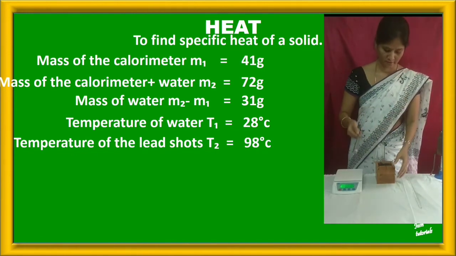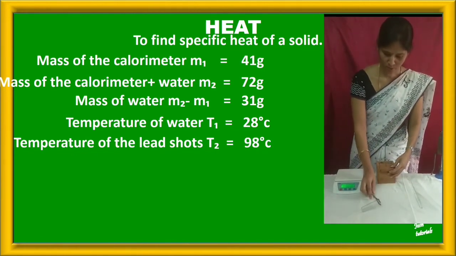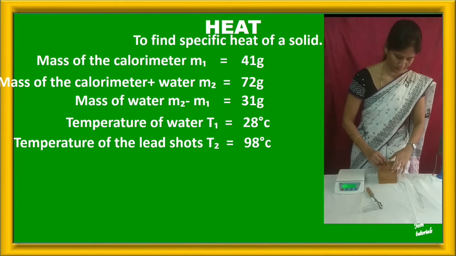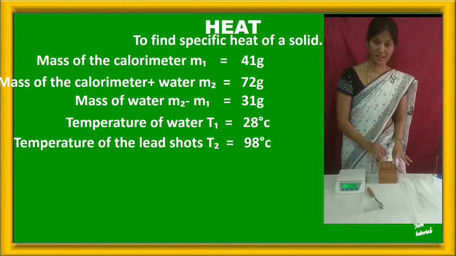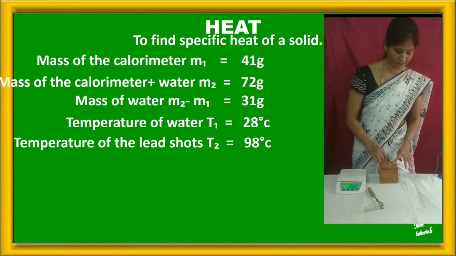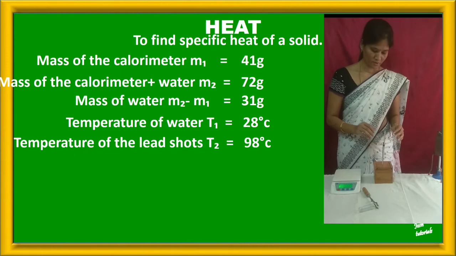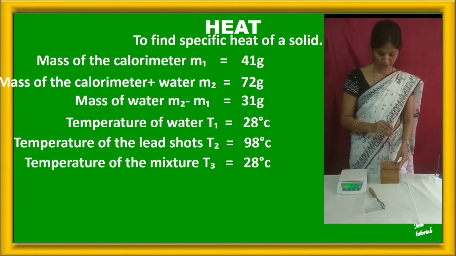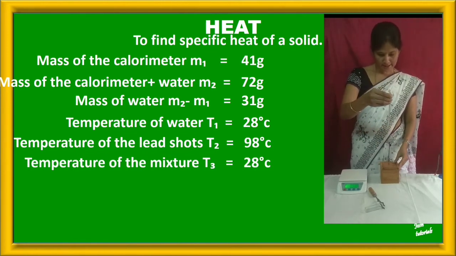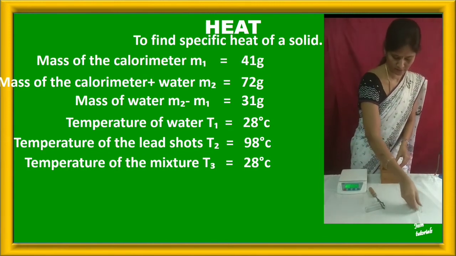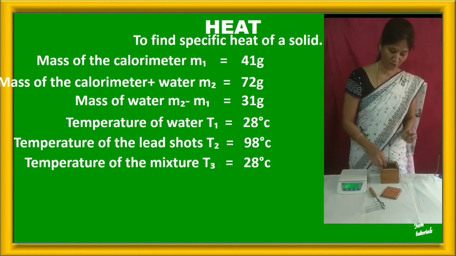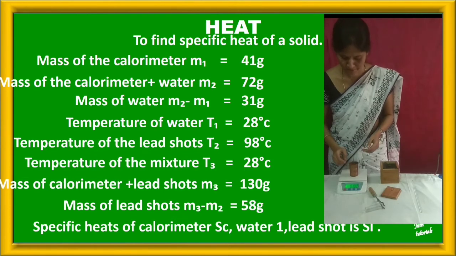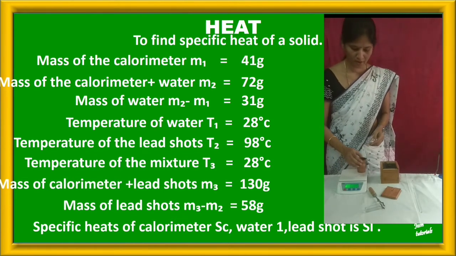Without any loss in temperature, transfer it and close the jar. And stir it well. Now, get the final temperature of the water. Let it be T3. Note the temperature. Remove the jar along with the lead shots and water and note the final weight of the calorimeter.